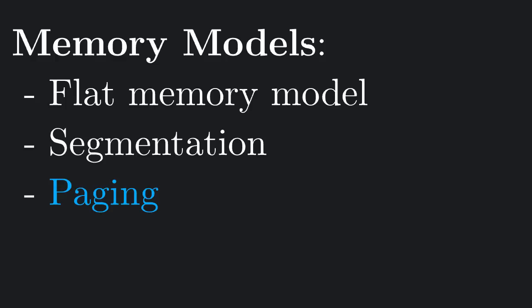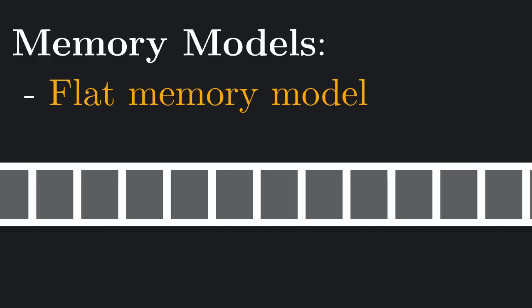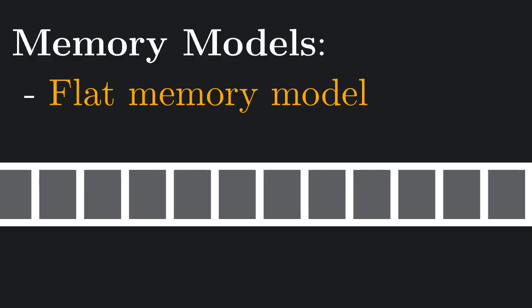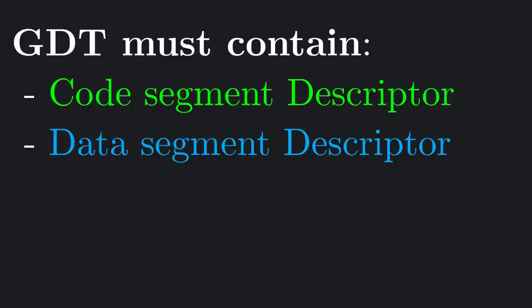The one we're going to use is very similar to the tiny model we used in real mode, and it's called the flat memory model. The key part of the flat memory model is that we will treat memory as a single contiguous address space. So we're not really going to use segmentation. The thing is, the GDT must contain at least a description of the data and code segments, so that is what we're going to define.